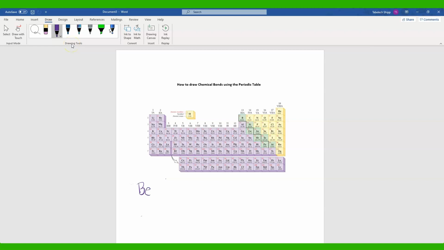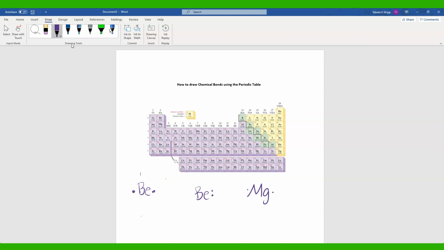Beryllium will contribute 2. And some books will say you can pair them like this, where I can put them together, or you can have them separated like this over here. Okay? One dot on the right and one dot on the left. That's fine. It doesn't matter how you do it, okay? As long as you know how many valence electrons each of them are going to contribute.